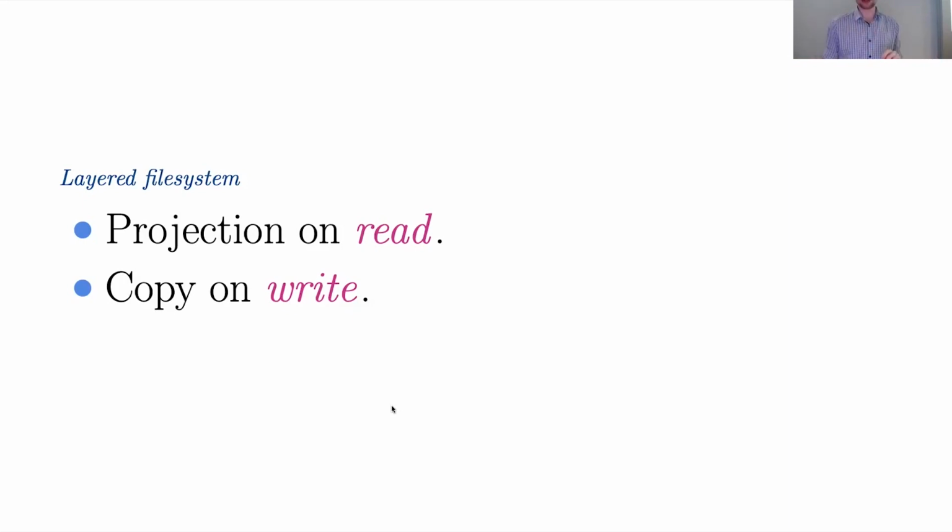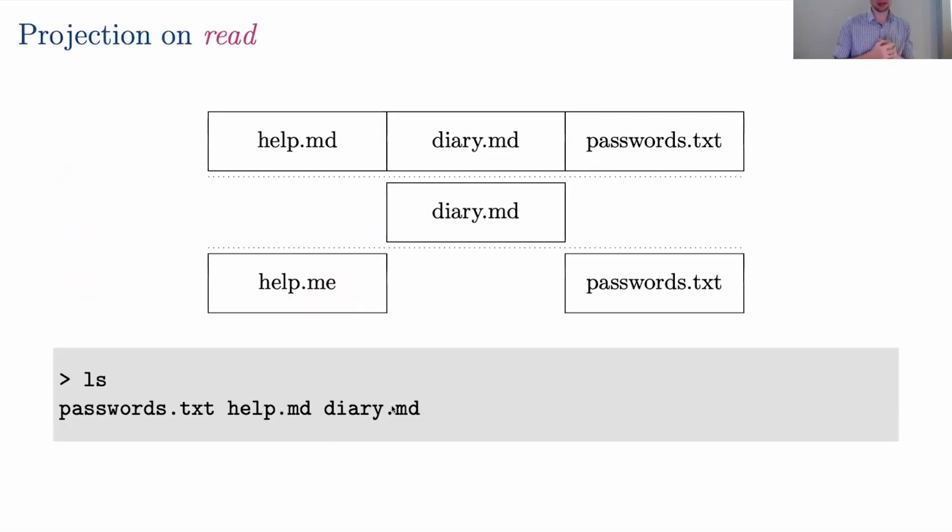This gets important later, and there's a very useful reason for having the bottom layers be read-only. So pretend that this is our layered file system. We've got two layers here: the very bottom layer that has the files help.me and passwords.txt, and the upper layer that has diary.md. Okay, now we're looking at a merge or an overlay of these two layers. And so when we ls, we're going to see all of them. We're going to see everything that's in the upper layer and the lower layer. So this is projection on read.